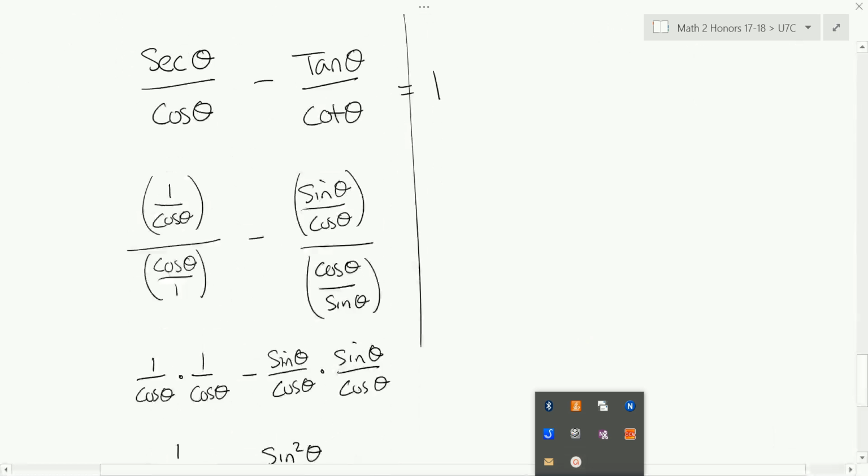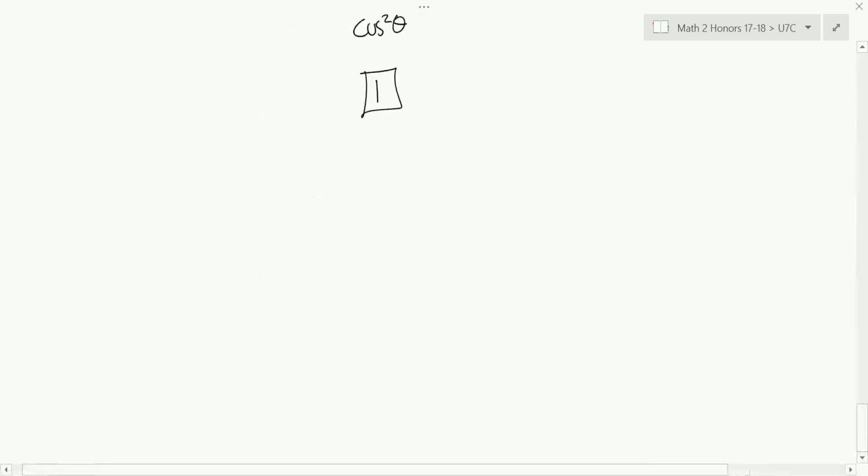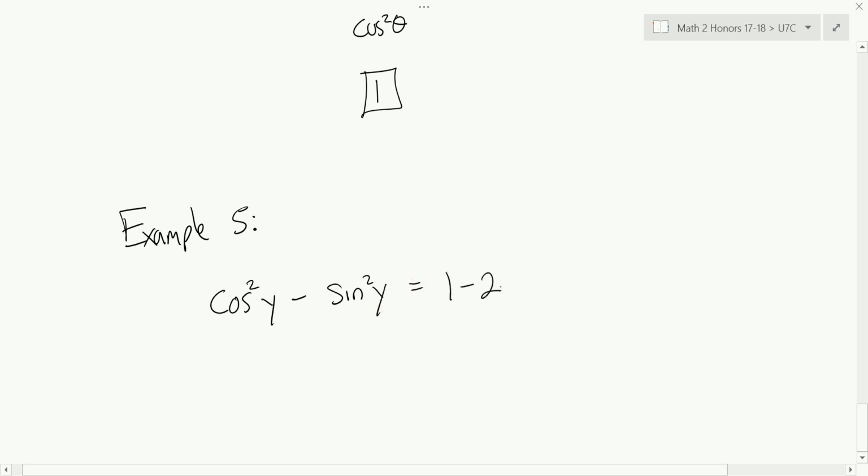Okay, next example, 5. Okay, we want to show that the cosine squared of y minus the sine squared of y is equal to 1 minus 2 times the sine squared of y. Now in this one, our technique of putting everything in terms of sine and cosine is not going to help us because everything is already in terms of sine and cosine, right?